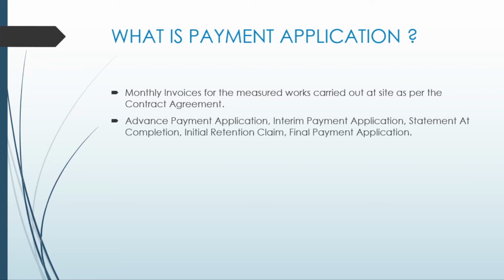Applying for your payment, start with the advance payment application, the amount for which will be as stated in the contract. Then as the works begin at site, interim payment applications come into the picture, which are submitted every month based on the work progress. During work completion, the payment application made is called the statement at completion. Then you will also have an application for your initial retention claims and finally the final payment account. So I'll be sharing an example from which you will understand all these concepts more clearly.